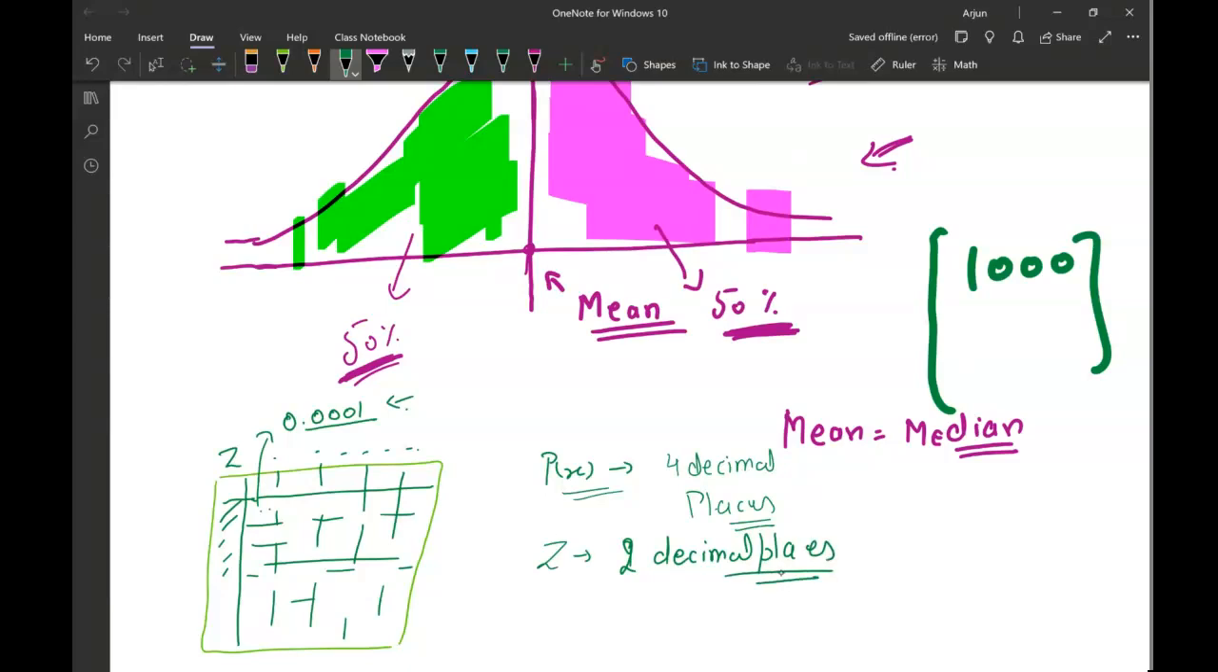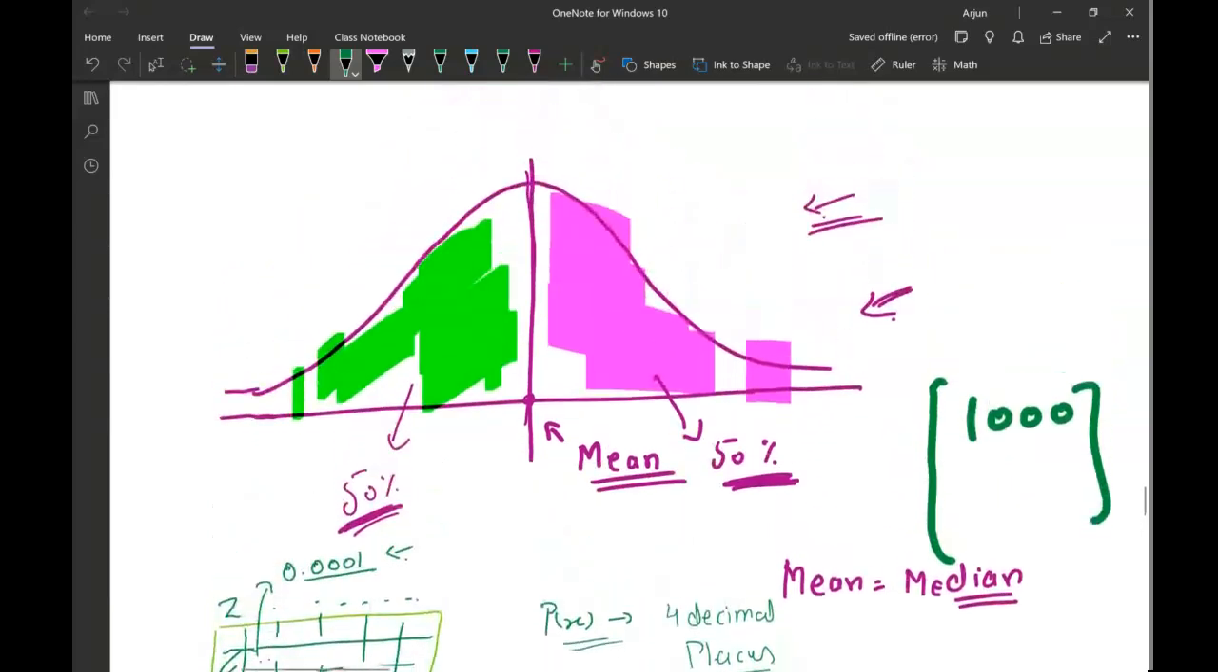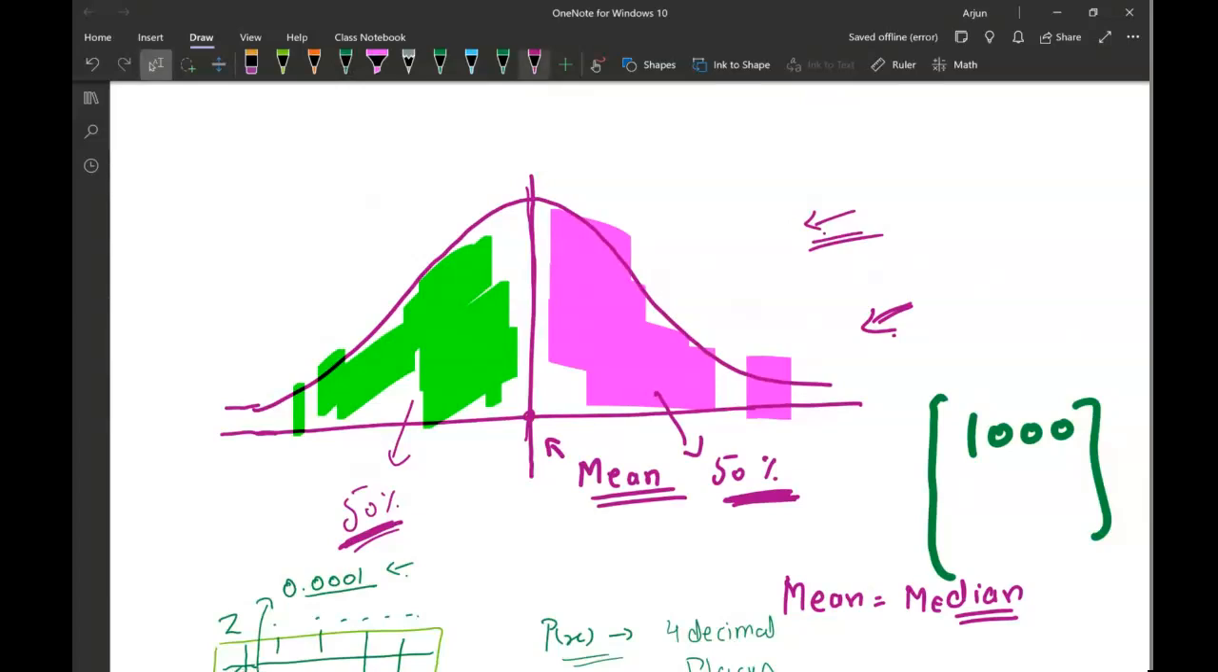Now let's try and understand what these probabilities are. So I will talk about three things. One is X value, another is probability, and the third thing is z-score. These are the three things we'll talk about in today's class. So first of all, probability.